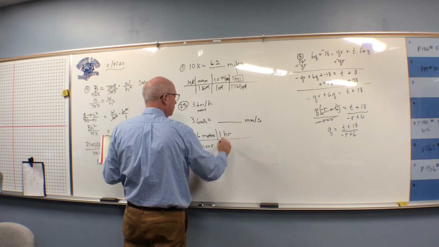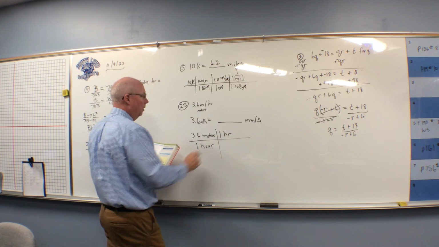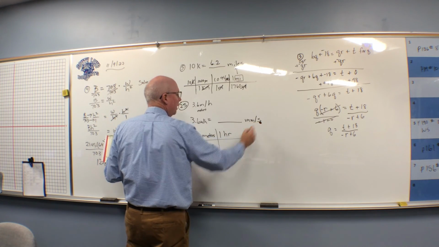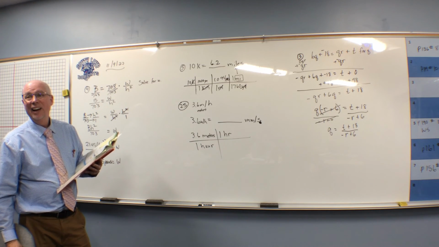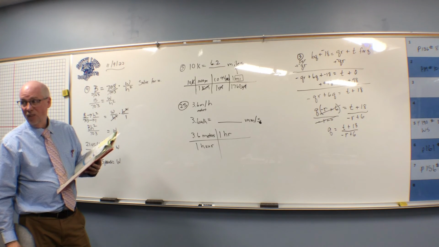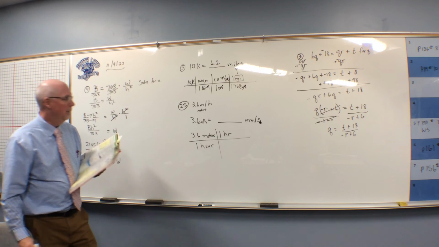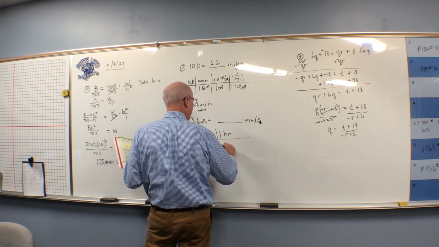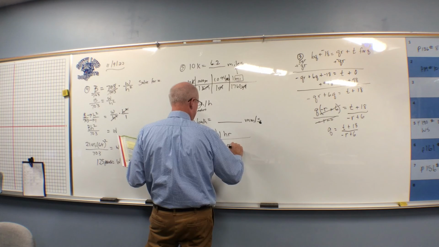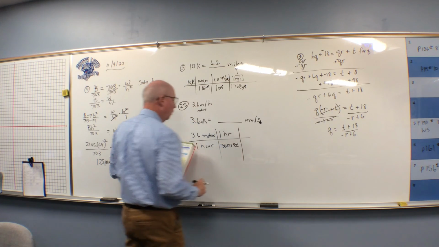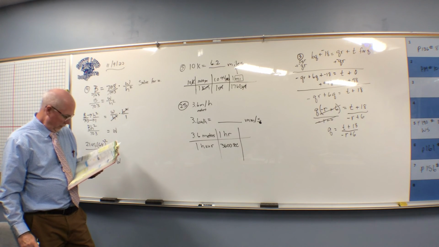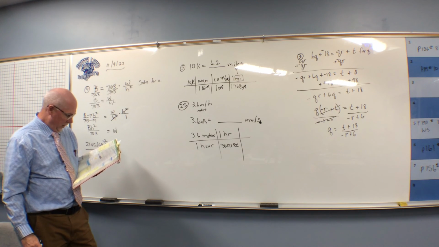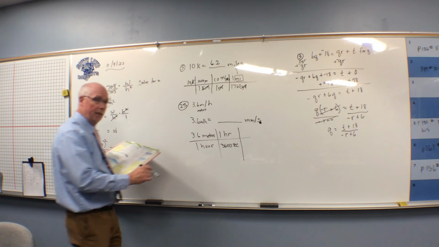1 hour. We want to change to seconds. How many seconds are in an hour? Be careful here. No, not just 60 seconds. 60 minutes in an hour. And 3,600. How did you get 3,600? 60 times 60. Did you know that there were 3,600 seconds in an hour? Okay, now we got seconds, so we want to keep this label.